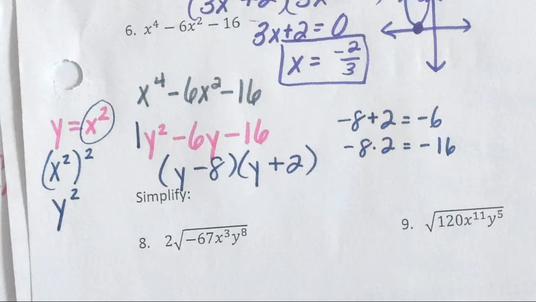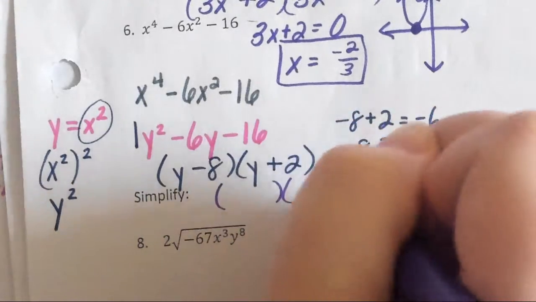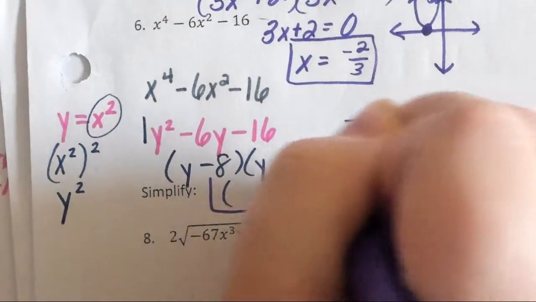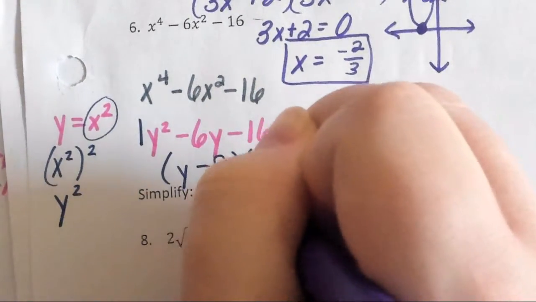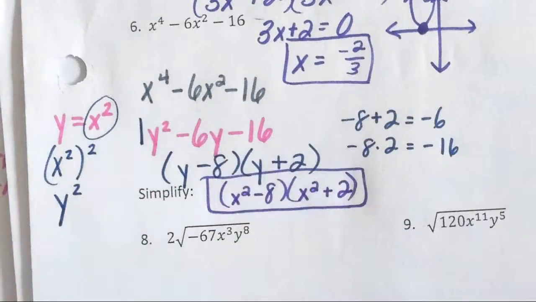Tell me about our original problem. It had x's in it, and now we've got y's in it. So we need to go back to having x's in it. So how can I finish it out and get to my final answer? What do I need to change it to? Say it, Paige. Uh-huh. Perfect, and now we're done.